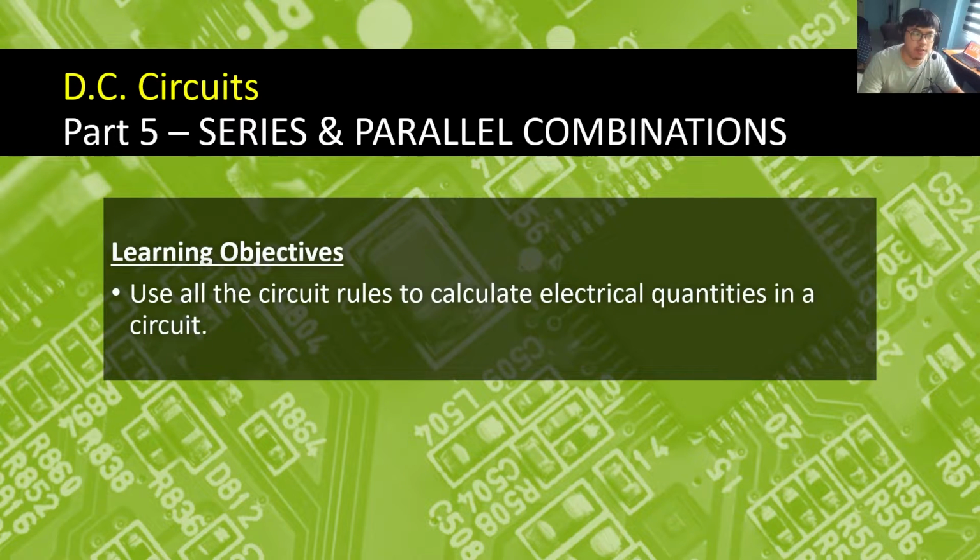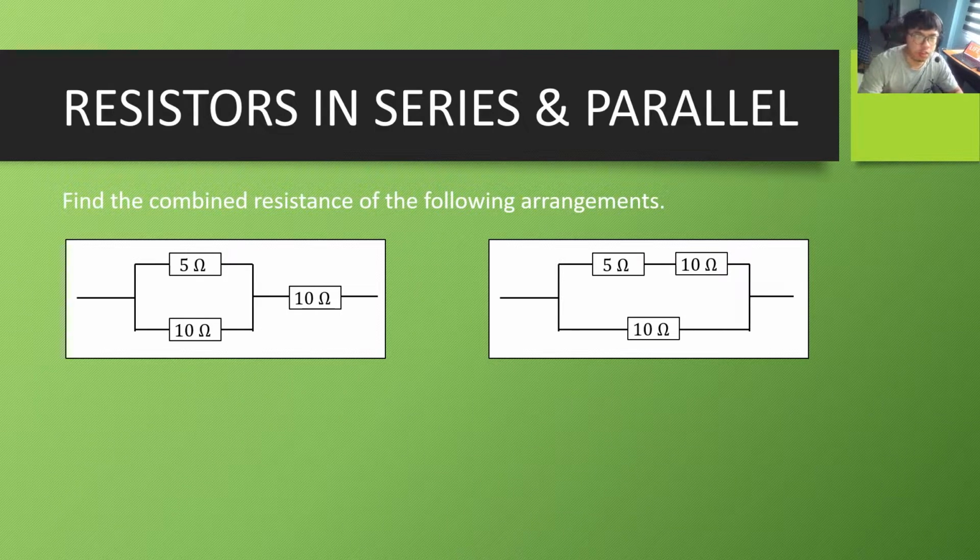So, for part 5, we're gonna take everything that we have learned so far about series and parallel circuit rules and apply it to a circuit where you use series connection and also parallel connection. So, before we move on to the whole circuit, let's keep it simple first and talk about the resistors only. Now, resistors can be connected in series and parallel, and you can have different combinations like the one shown here.